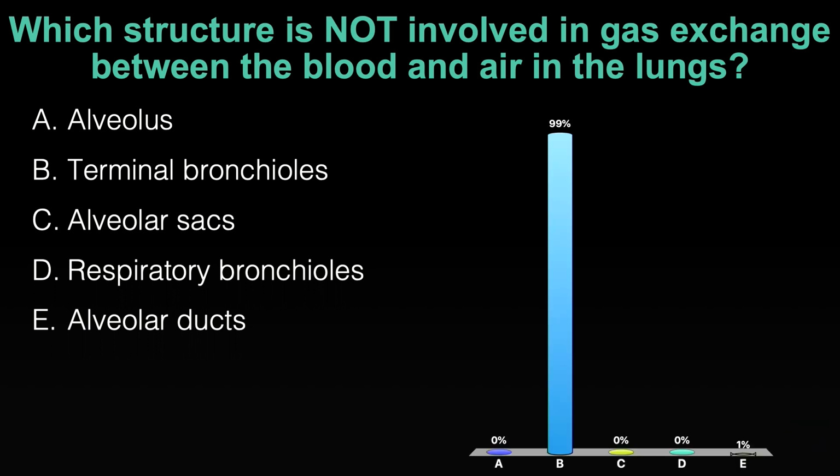Okay, nice job. Everyone answered correctly. Good work. Terminal bronchioles, the end of the conducting system. Respiratory bronchioles are the start of the respiratory zone and the first structure that may or may not be involved in gas exchange. That can be, put it that way.